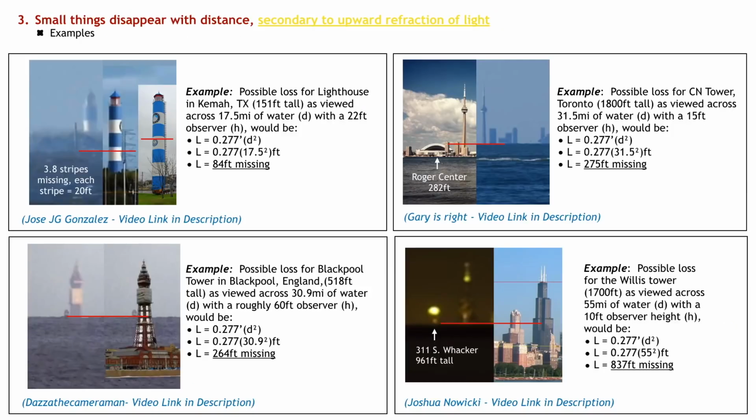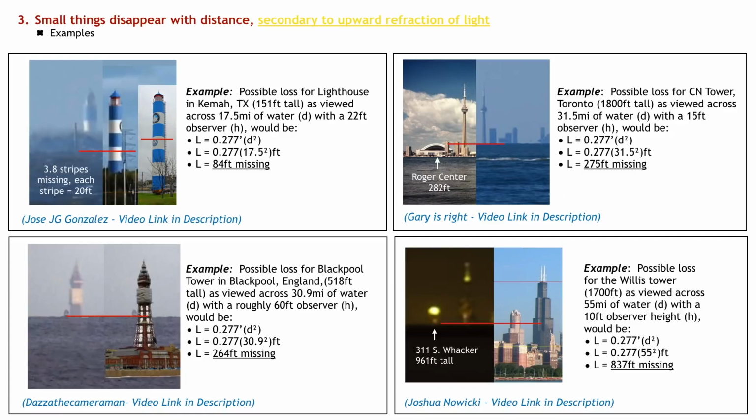So let's take some examples here. The first one is Jose J.G. Gonzales. Video link is in the description. We have the possible loss for the Lighthouse in Kemah, Texas, which is a 150 foot tall lighthouse as viewed across 17.5 miles of water, when he had roughly an observer height, which again is going to be negligible according to the derivation of the formula, of 22 feet.